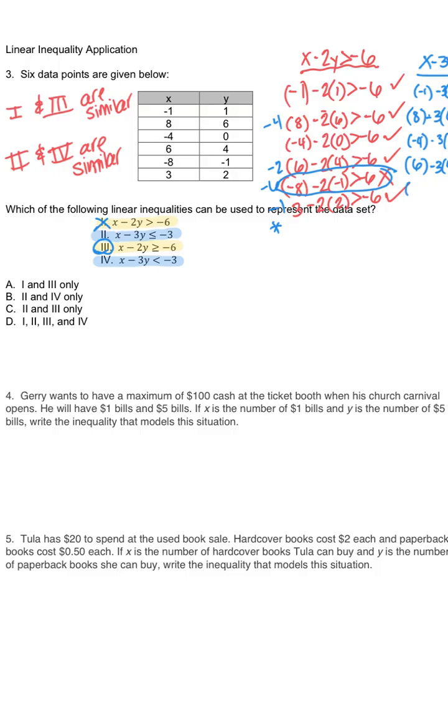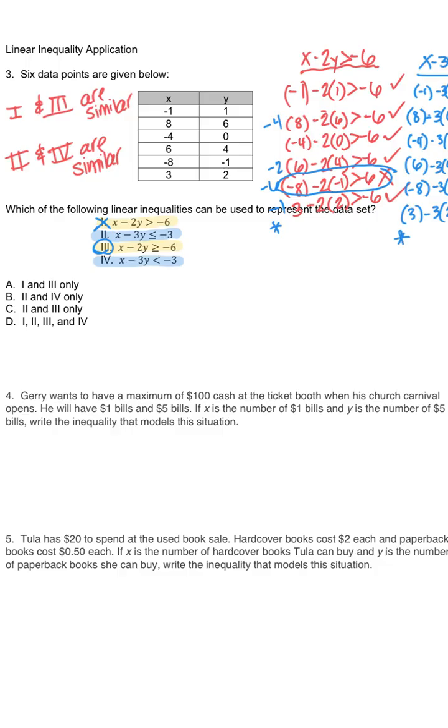Now we have negative 8, and then negative 3 times negative 1 is less than or equal to negative 3. So negative 8 plus 3 is negative 5. Negative 5 is definitely less than or equal to negative 3. And last we have 3, and then minus 3 times 2 is less than or equal to negative 3. Well, we have 3 and negative 6. That would be negative 3, which is less than or equal to, so yes. It says definitely these will work.